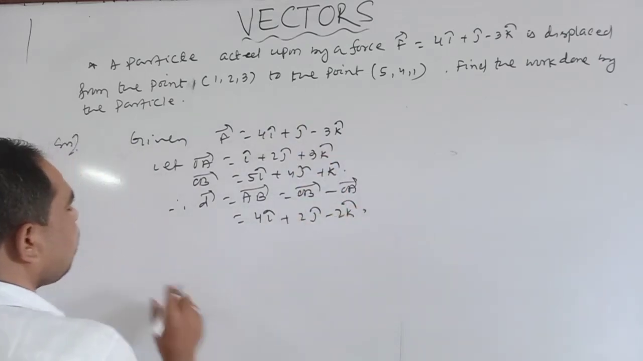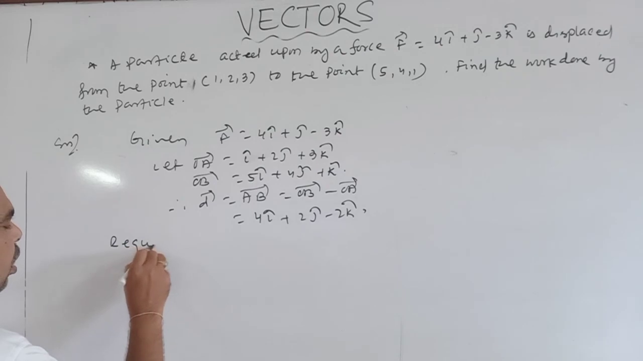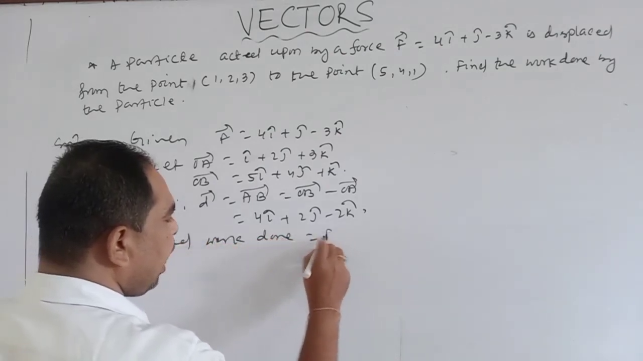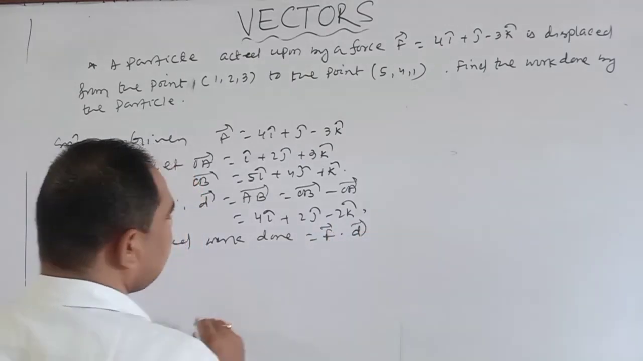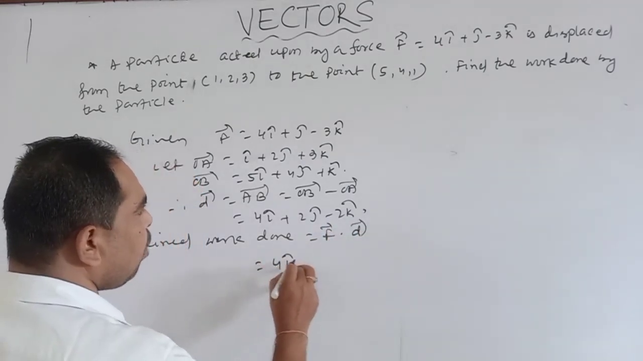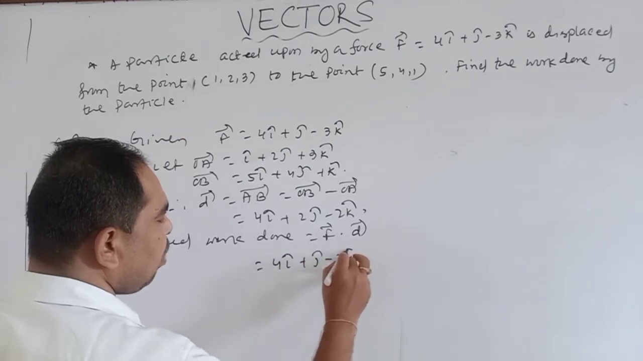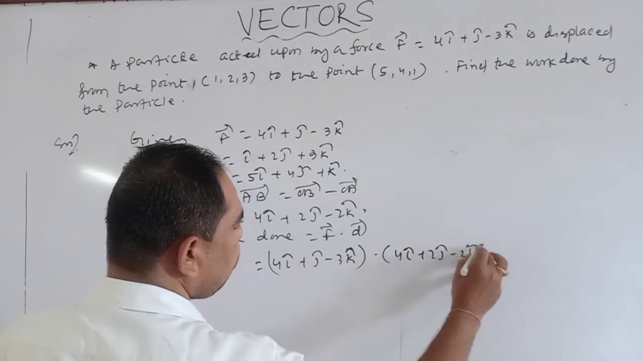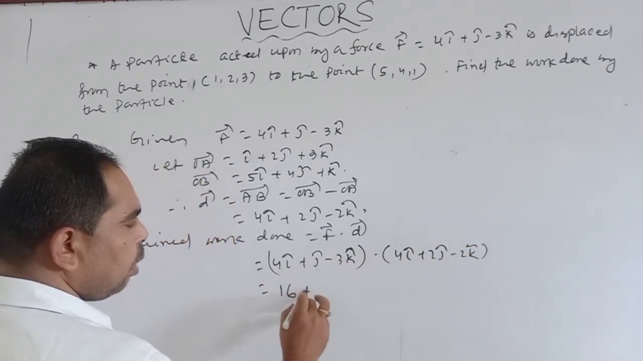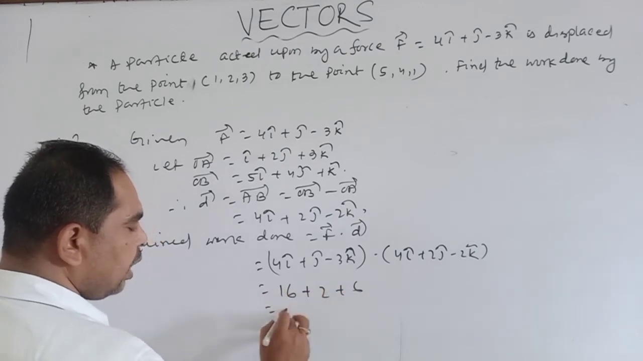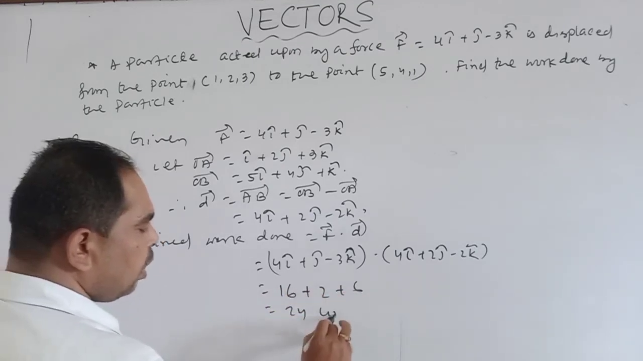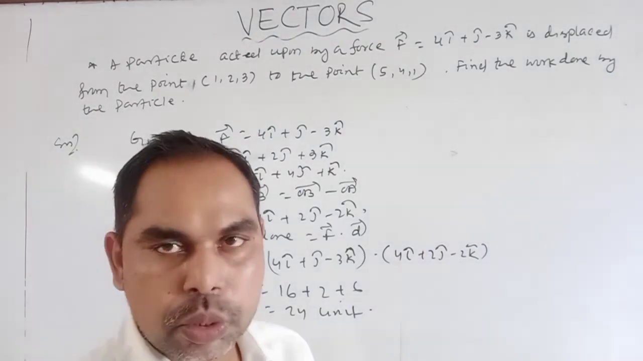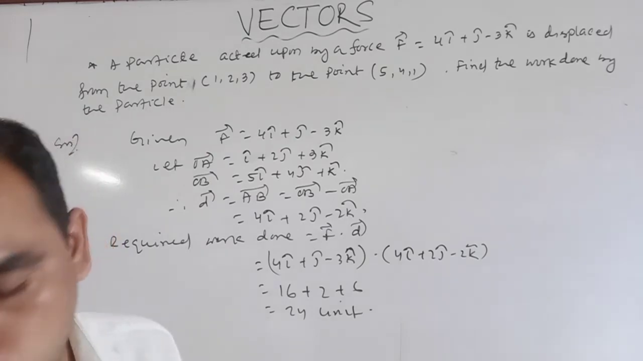Okay, so required work done is equal to F dot D vector. So it is equal to (4i cap plus j cap minus 3k cap) dot (4i cap plus 2j cap minus 2k cap). So it is equal to 4 into 4, 16, plus 2 plus 6, 24. So 24 units is the required work done. Okay.